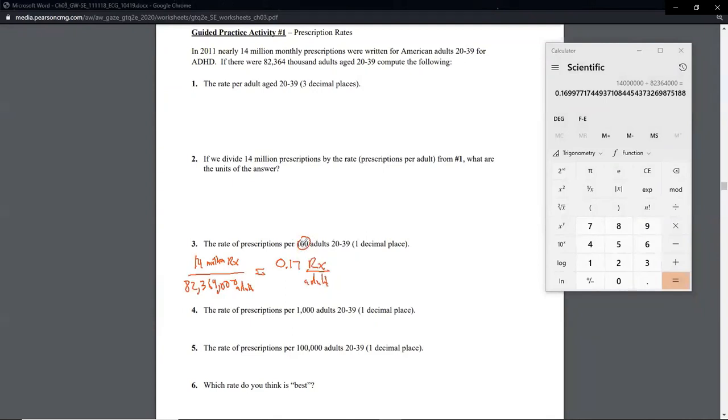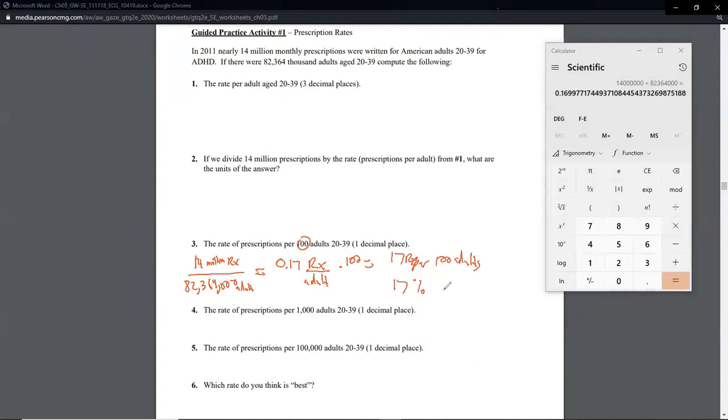So per 100, a simple way to do that would just be to multiply by 100. And what you would get is 17 per 100. So 17 prescriptions per 100 adults, which is like having 17%. So this would be us scaling a quantity to 100.